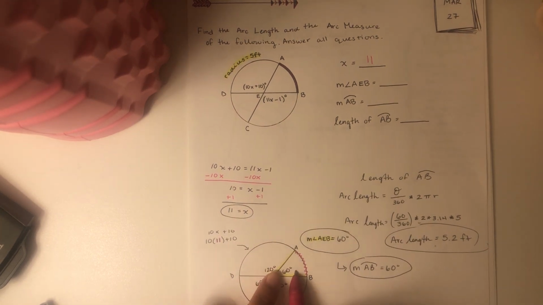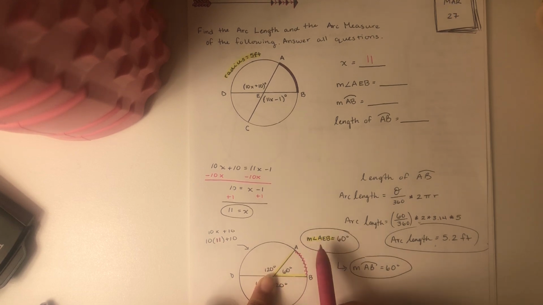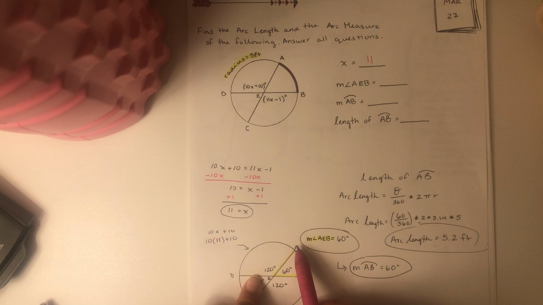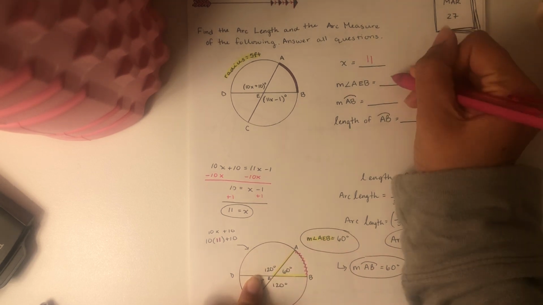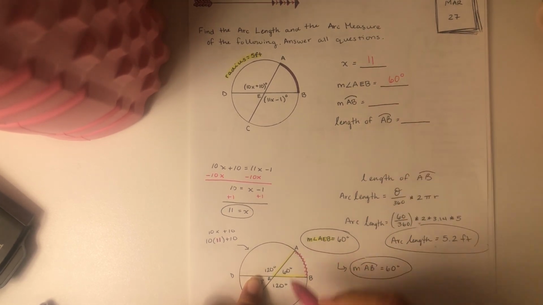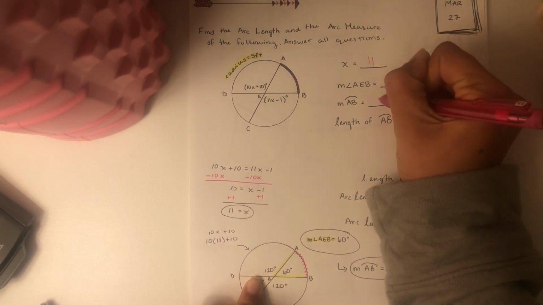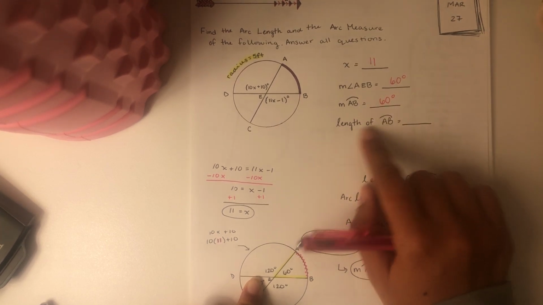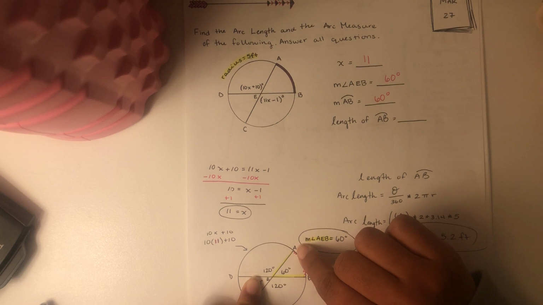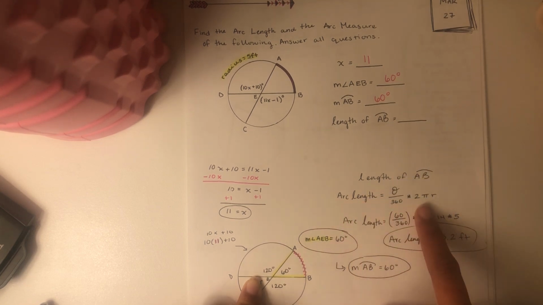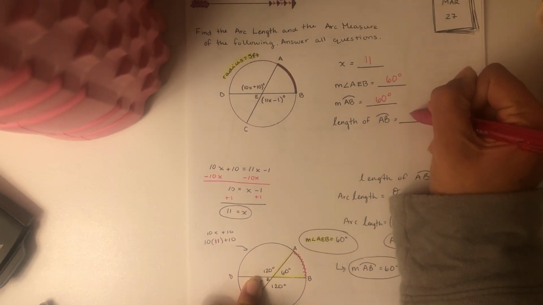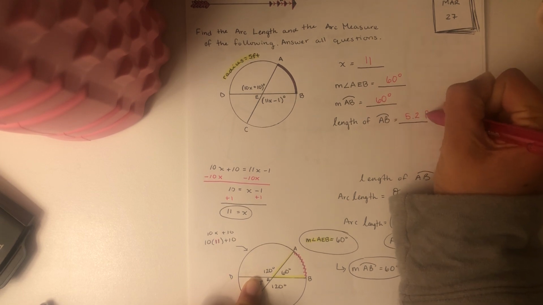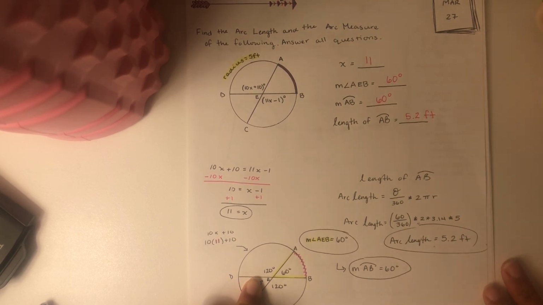That would make these angles 60 because they are a linear pair, right? So that answers our question about measure of angle AEB. It's 60. This means it's the same thing as the arc, right? Central angles and arcs give you the same degree measure. And then if I wanted to find the length of this arc, right? So that's a part of the circumference. I'm using this formula where you get 5.2 feet. All right.